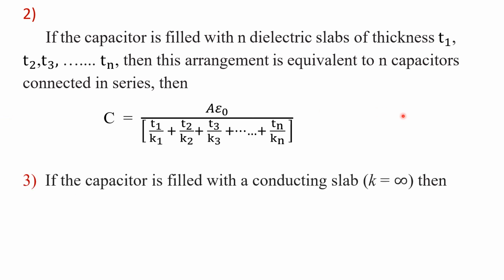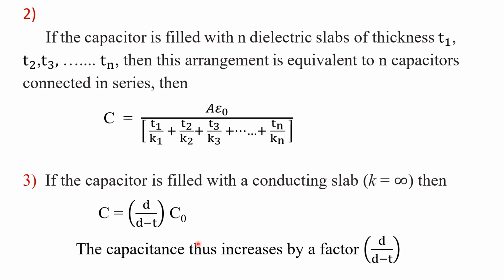Third case, if the capacitor is filled with a conducting slab where K is equal to infinity, so the dielectric constant is infinity, then we get C is equal to d upon d minus t into C0. C0 is the capacity of a capacitor without dielectric, and C is the capacity of a capacitor with a conducting slab whose K is infinity. Thus the capacitance increases by a factor of d upon d minus t.